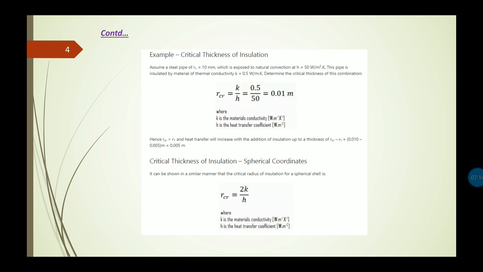Now R1 is 10 millimeter and the critical radius is 0.01 meter, so the critical radius is greater than R1, and heat transfer will increase with the addition of insulation up to a thickness of R critical minus R1, that is 0.0005 meter. So this is the value of the critical thickness of this combination.